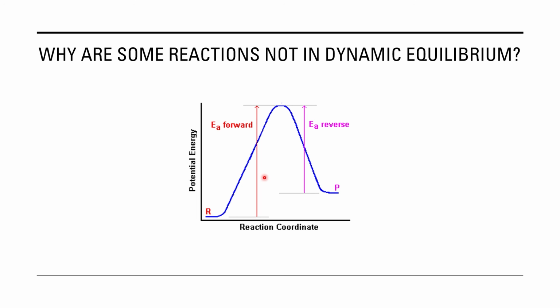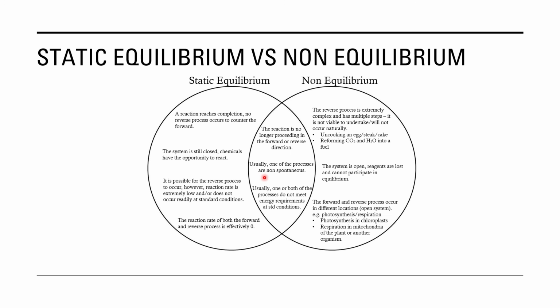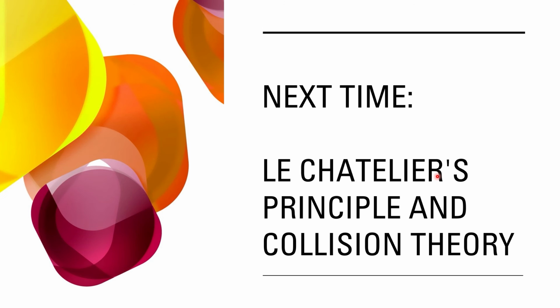Usually we would be looking at standard conditions, normal atmospheric pressure, 25 degrees Celsius. There's a little bit more nuance to diagnosing why a system may not be in dynamic equilibrium and why it might be static or non-equilibrium. I'm not going to go into too much depth in this video. It's probably been going long enough as it is. But by all means, you can have a look over this Venn diagram to see a little bit more detail as to why a reaction may not be achieving dynamic equilibrium.